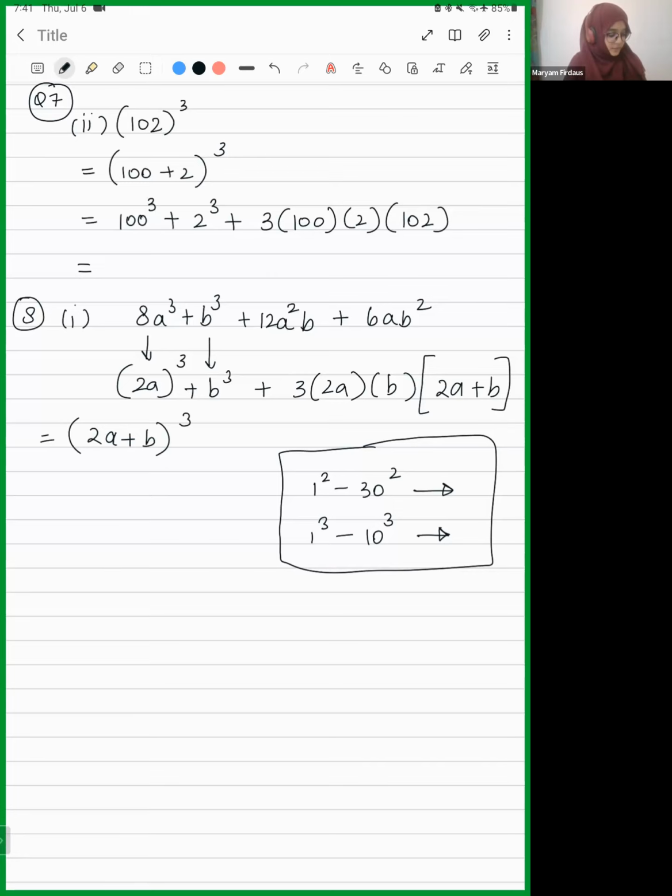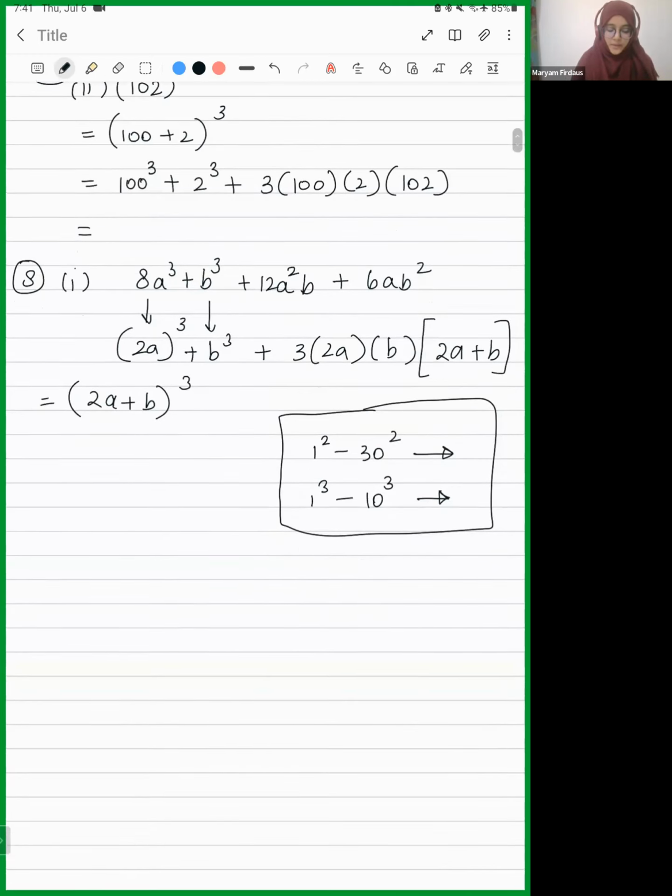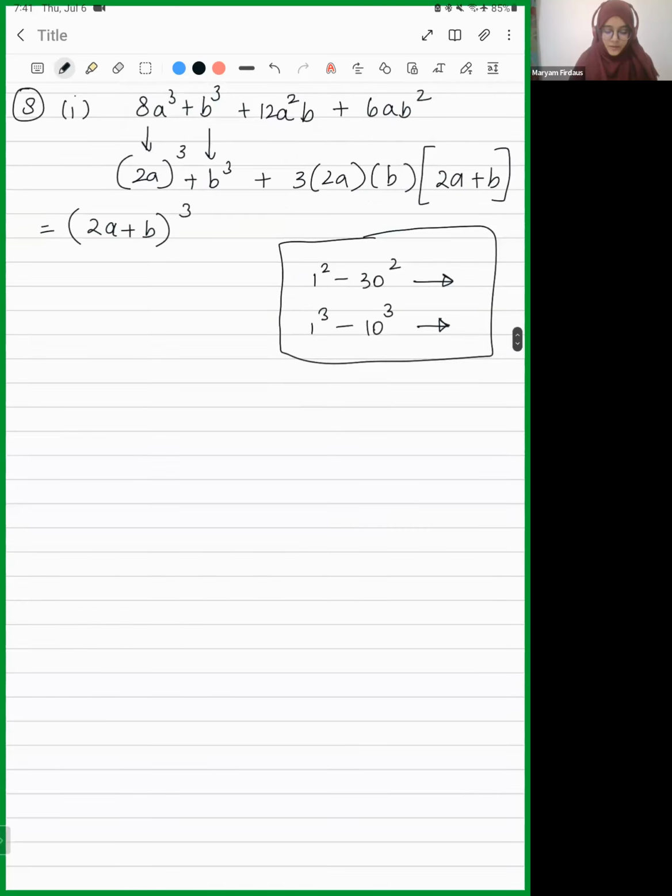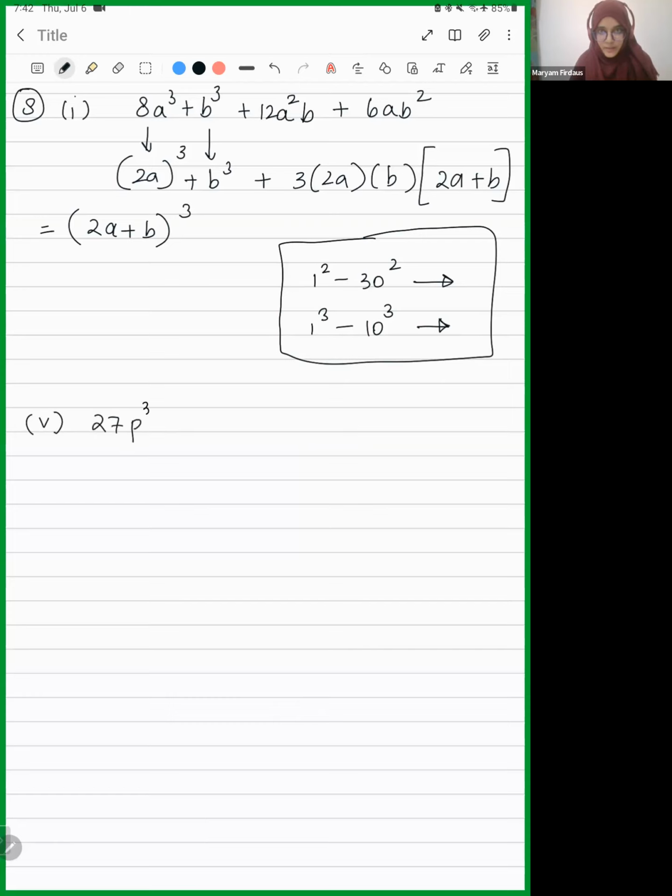All right. Let's do another question. Let's do the fifth part. Okay. Yes, ma'am. 27p cube minus 1 over 216 minus 9 by 2p square plus 1 by 4p.